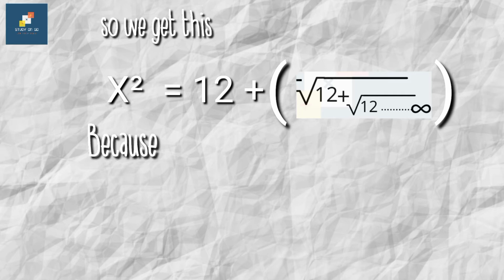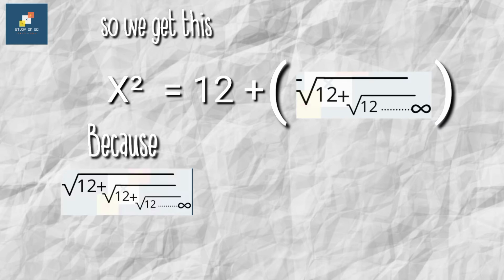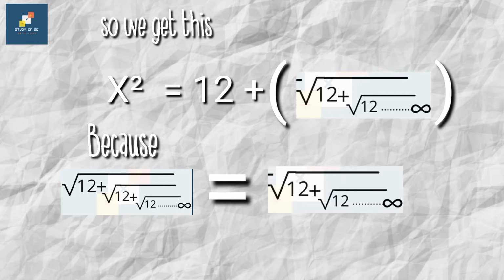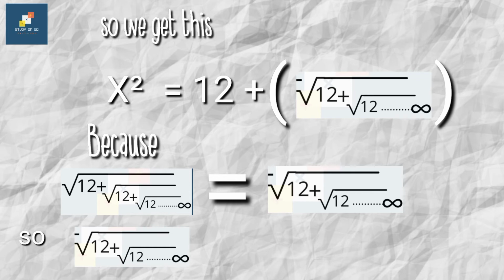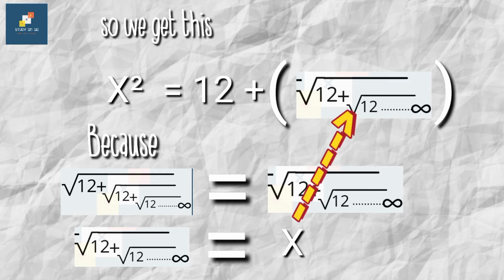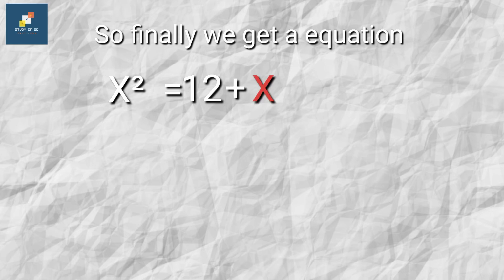Okay? In this equation, we see a term root 12 plus root 12 plus root 12 that is infinity, equal to root 12 plus root 12 that is infinity. So these are equal. So root 12 plus root 12 that is infinity must be equal to x. So we put this x value in our equation. So we finally get the equation x square equals 12 plus x.